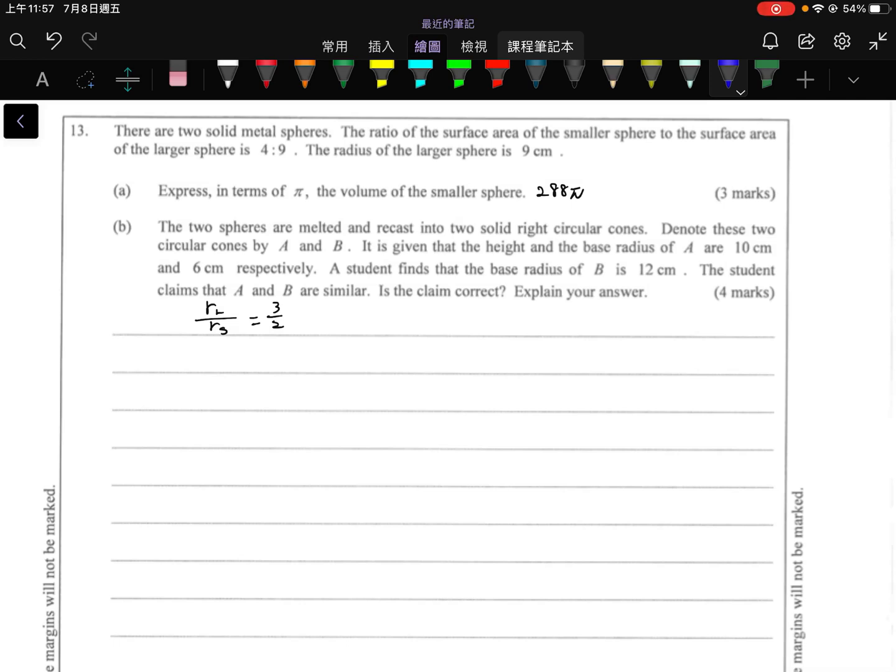Okay, now we move on to question 13b. Question 13b. So first of all, based on the information, the question says that these two spheres are melted, and then cast into two solid right circular cones. The keyword here, please always remember, is cast.